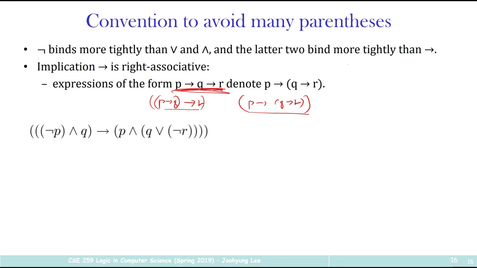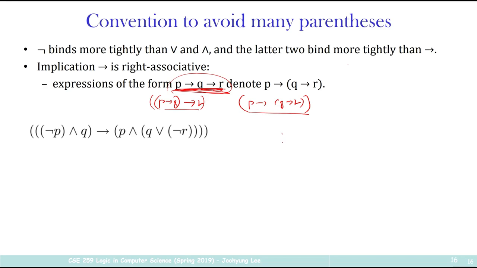Each of them has a different parse tree, and ultimately it will have a different meaning too. So this is usually not a good way to write the grammar, but we are going to introduce the convention. If you see this kind of thing, we are going to say the parenthesis is going to be on the right first. So if you see P implies Q implies R, we'll say Q implies R is going to be evaluated first, and then the next one. This is called right associativity.